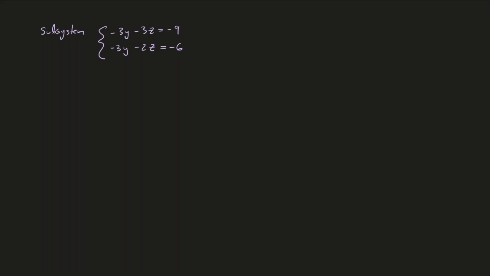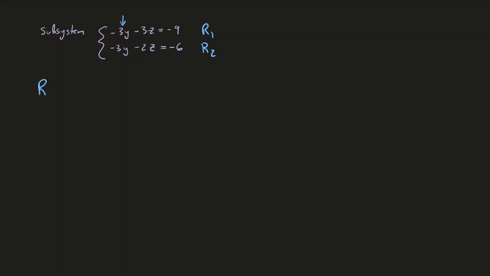things to notice. First, this first row here, everything is a multiple of 3. So if that's something you notice first, you can divide that first row by negative 3 and get y plus z is equal to 3. Or you can notice that we have a minus 3y in both equations. So that's what I'm going to do. If I notice that there's a minus 3y in both.